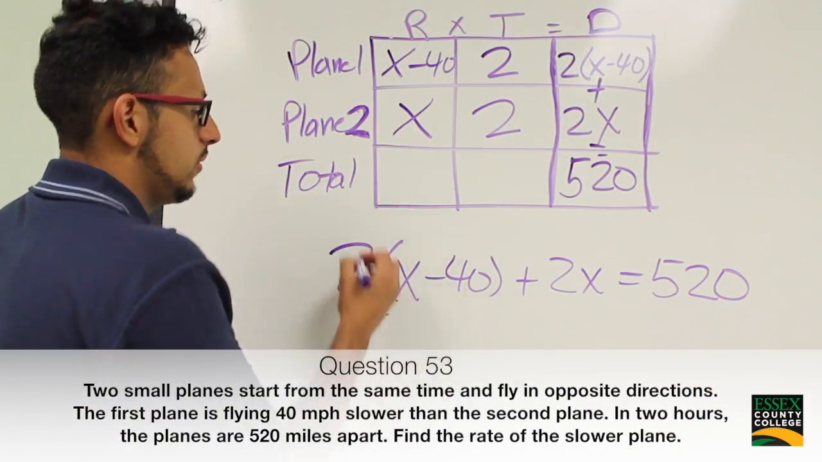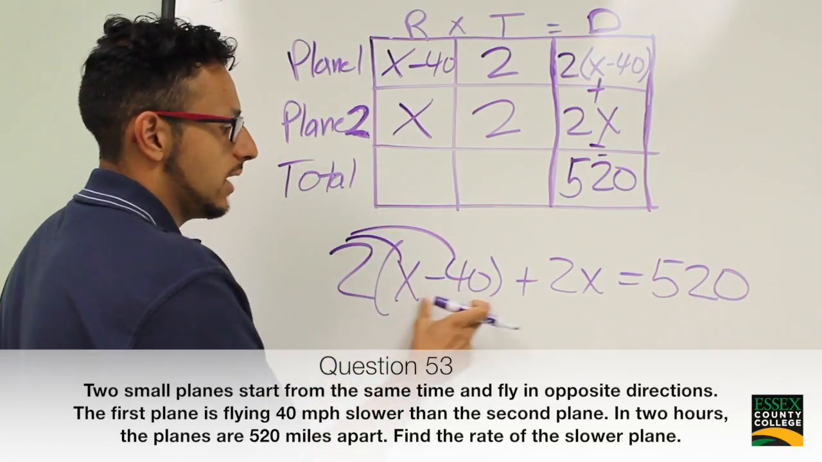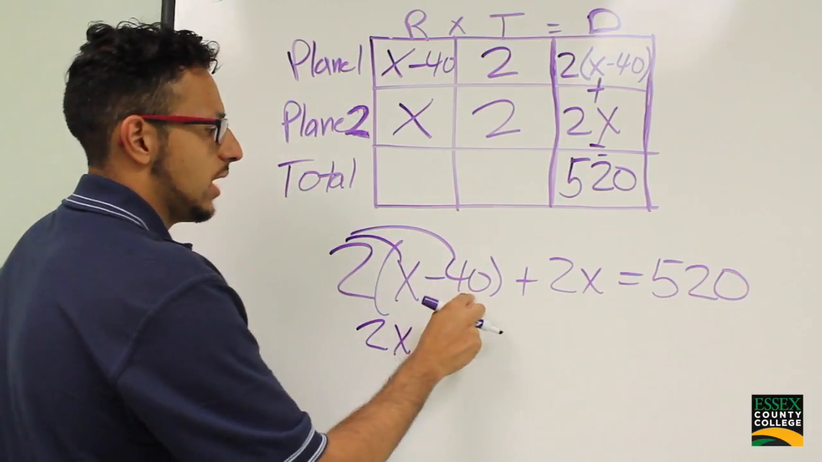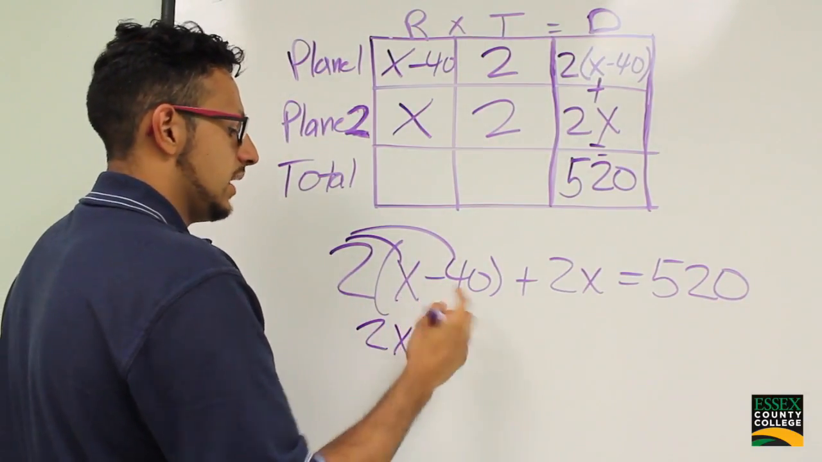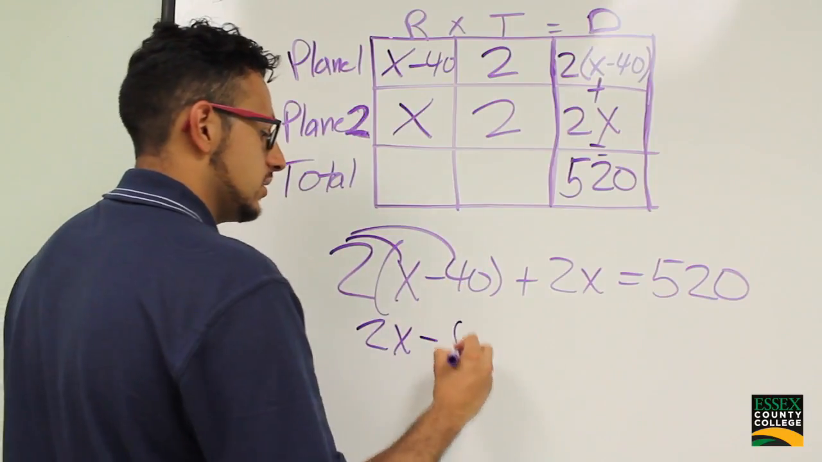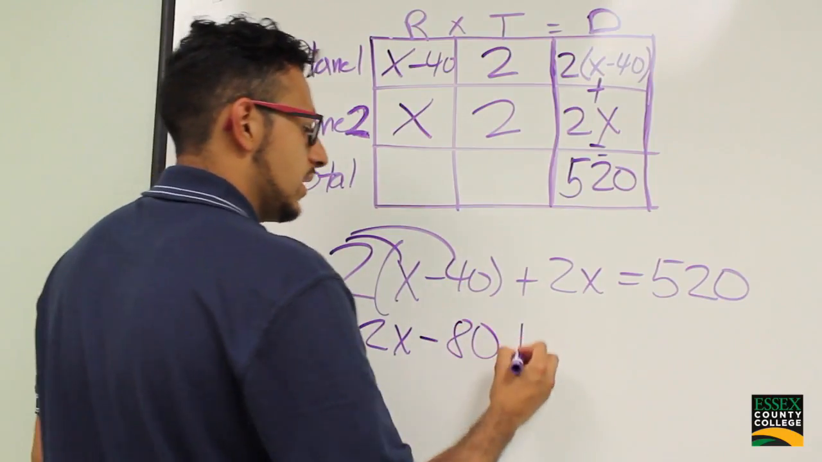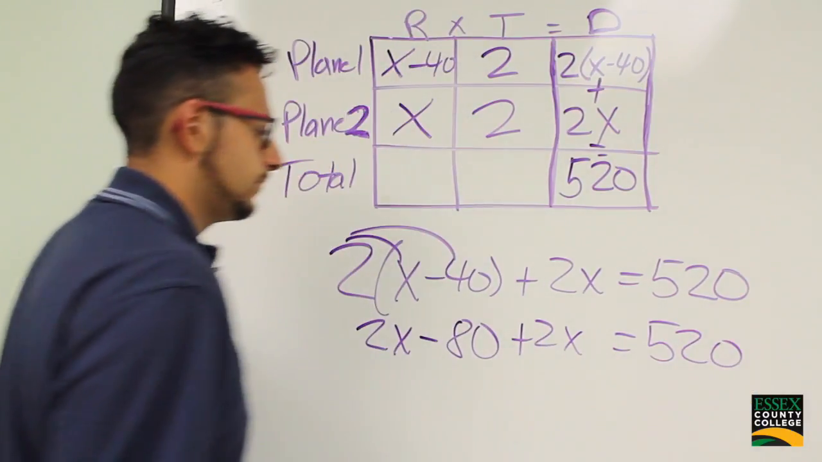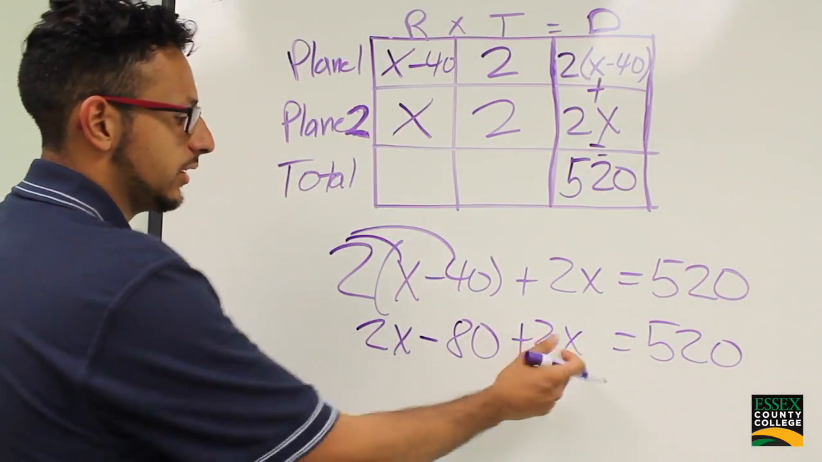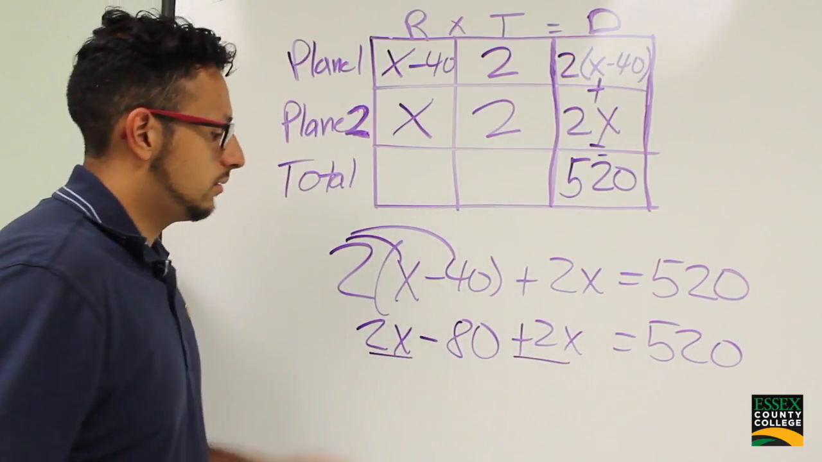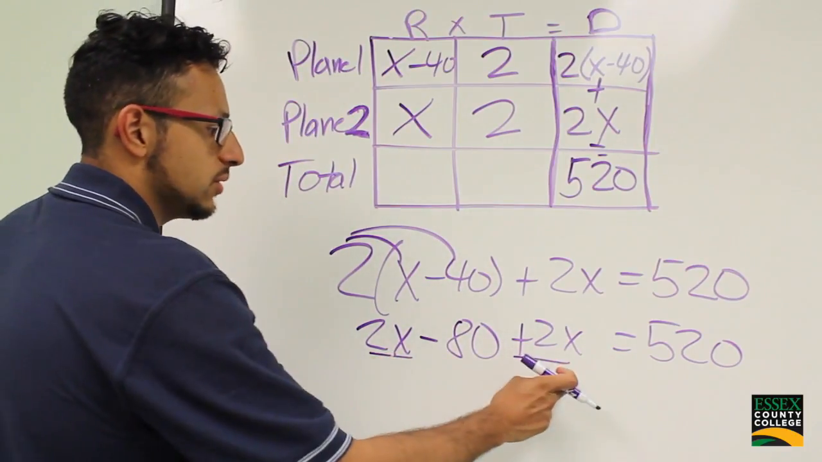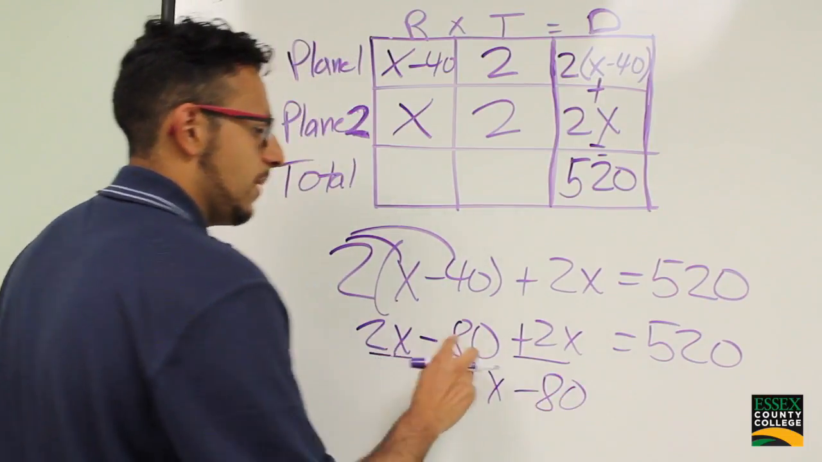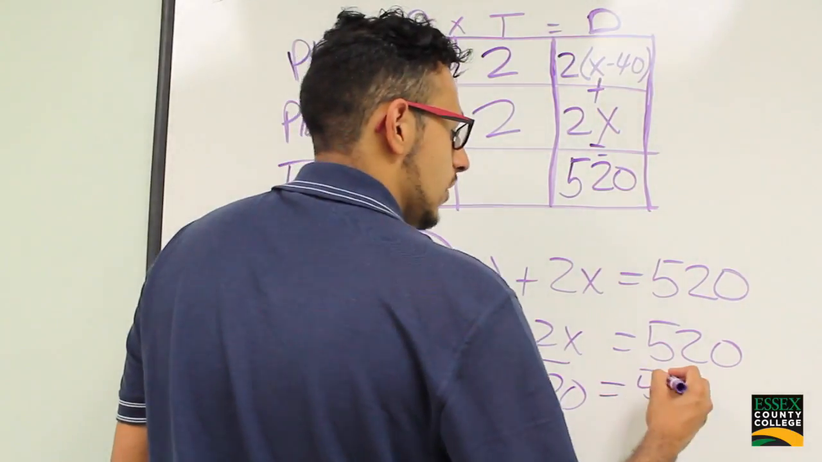Here we're going to distribute the 2, because this is 2 times everything in the parentheses. So 2 times x is 2x, and 2 times negative 40, positive times negative is negative, so 2 times 40 is 80. Bring that to plus 2x equals 520. Now we collect like terms. These both have x, so 2x plus 2x is 4x. And we just bring down the minus 80 equals 520.